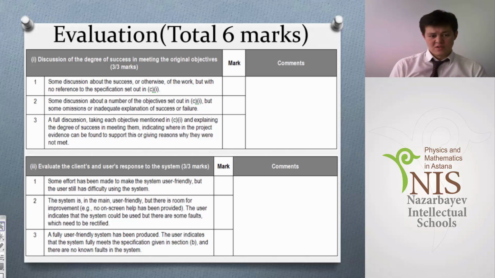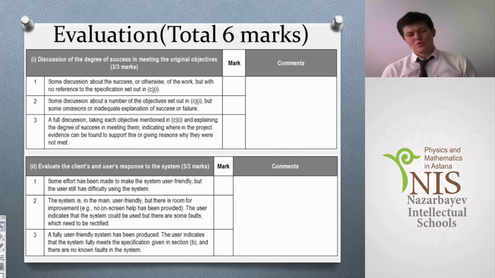Okay, some discussion. 2 marks will be given for some discussion about the number of objectives set out in C, but some omissions or inadequate explanations of success or failure. Sometimes you have inadequate explanations. I totally agree with this statement.